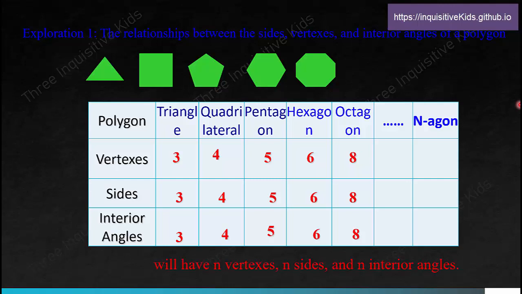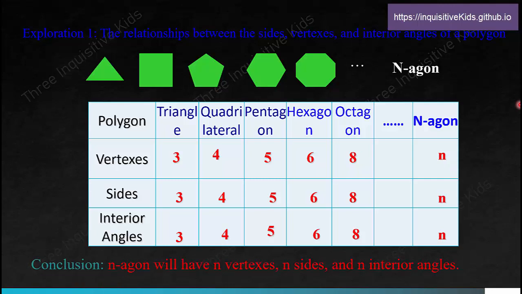We keep going up until we reach something called the n-agon. What does this mean? A polygon with n sides. We don't know how many sides it has, it's an n-agon. So how many will the n-agon have? We'll have n vertices, n sides, and n angles. Conclusion: the n-agon will have n vertices, n sides, and n interior angles.